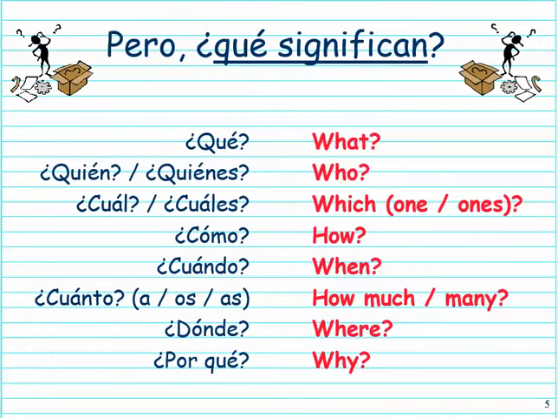Pero ¿qué significan? What do they mean? ¿Qué means what? ¿Quién and quiénes both mean who. ¿Cuál and cuáles both mean which one or which ones. ¿Cómo means how. ¿Cuándo means when. ¿Cuánto or cuánta, cuántos, or cuántas mean how much or how many. ¿Dónde is where, and por qué is why.